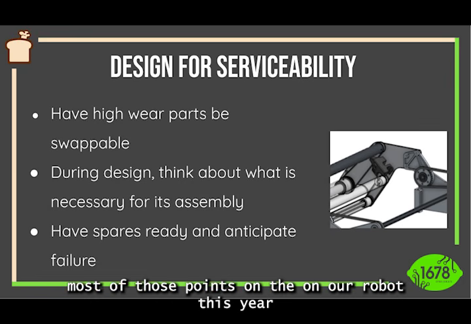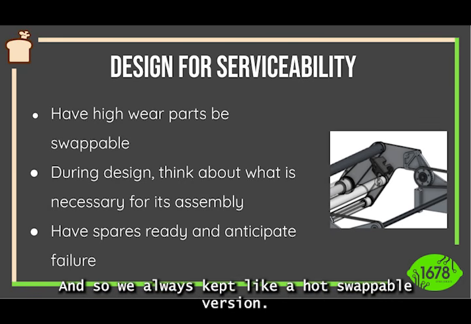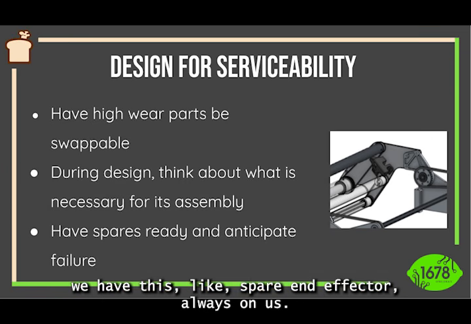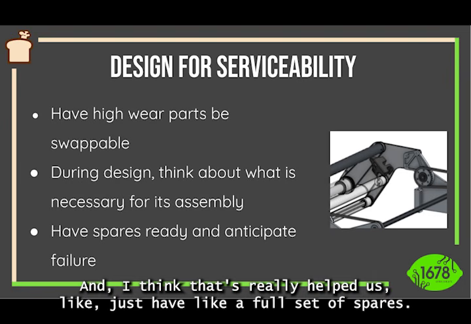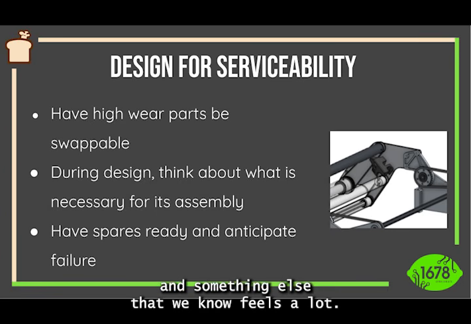So I agree with most of those points. On our robot this year, our end effector had a history of failing a lot during the off season. And so we always kept a hot swappable version. If you come by our pit, we have this spare end effector always on us. And I think that's really helped us have a full set of spares, everything with the hardware, belts, pulleys, everything.